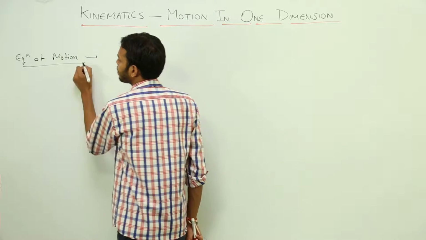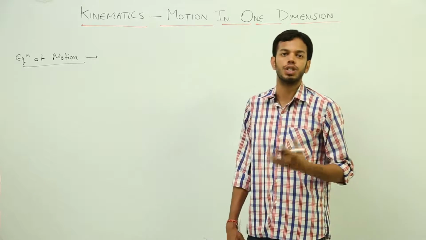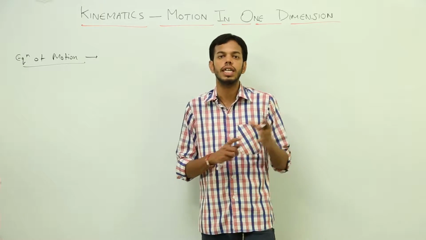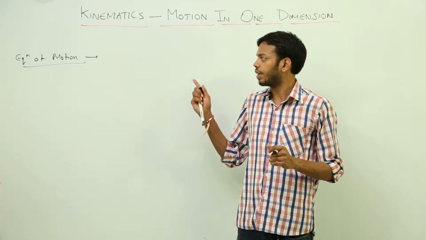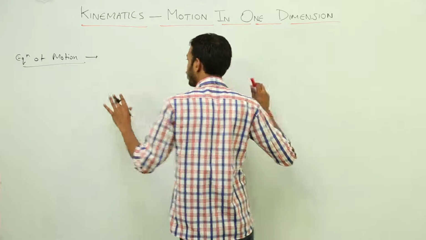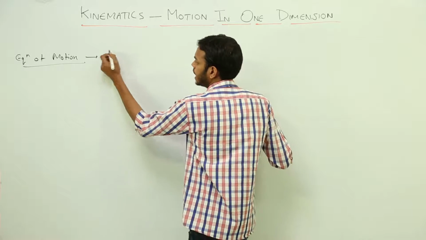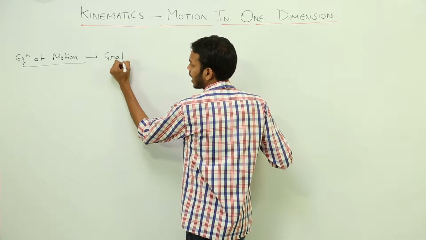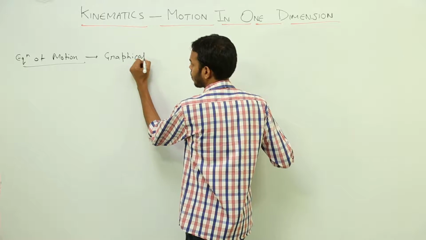There are three types of method by which you can derive these equations. One is the simple derivation using the definition, which we have done. The second one is the graphical method, and the third one is the differential method. So today we are going to cover the last two methods. First of all, the graphical method.